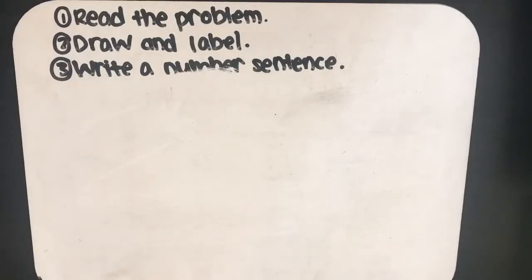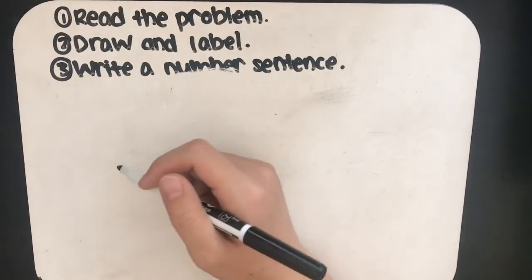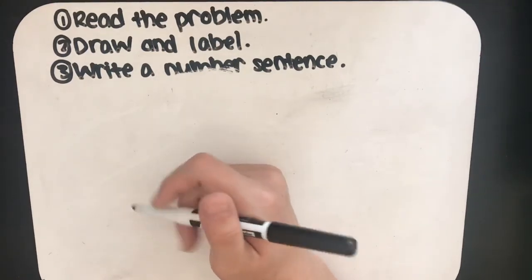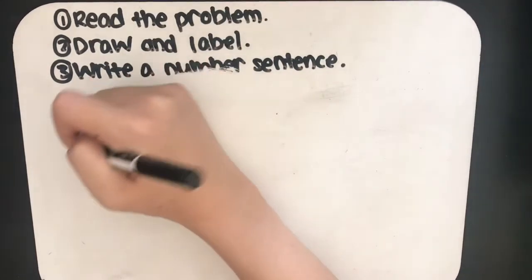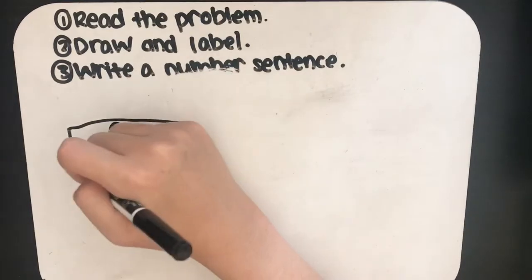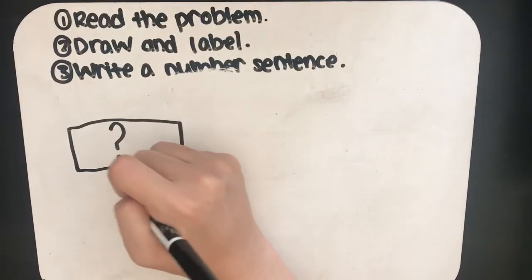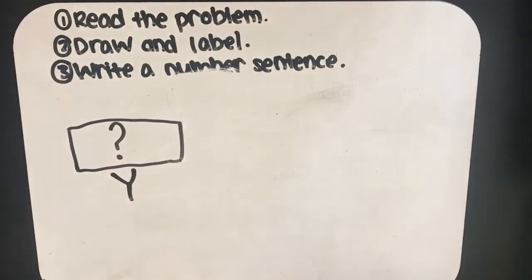Now let's draw and label. The word problem says that there were some yellow beads on Tamara's bracelet. It doesn't tell us how many, it just says some. So we're going to put a question mark. And we'll put a Y for yellow beads.